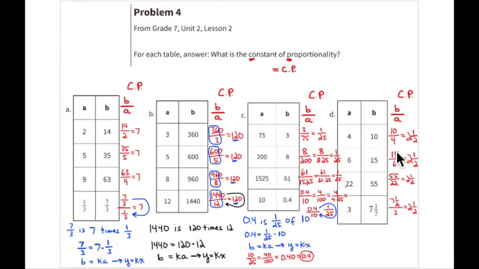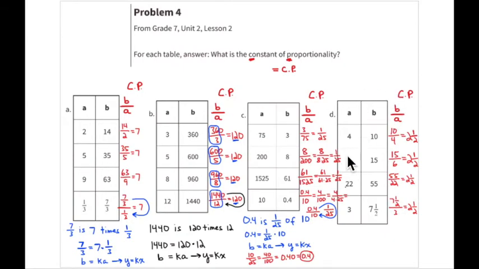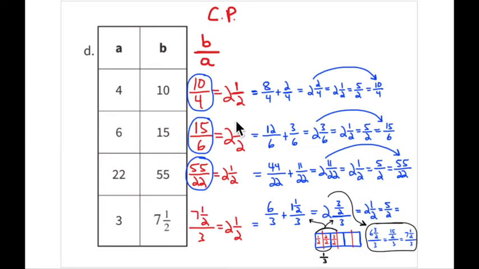And the last one is somewhat difficult because the constant of proportionality is 2.5, and I would write that as 5/2. And so that's the next page here. And so this is the same as D here. I just wrote it bigger, and I'm going to do a little bit of number sense with these answers here. So the constant of proportionality is B divided by A. So 10 divided by 4 is 10/4. Well, that's equal to 2.5.